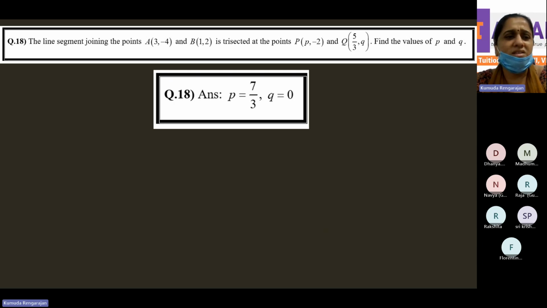Did we do this in the test the other day? The line segment joining these 2 points is trisected at, find the values. No, I don't think we did this. Yeah. Try this, children.